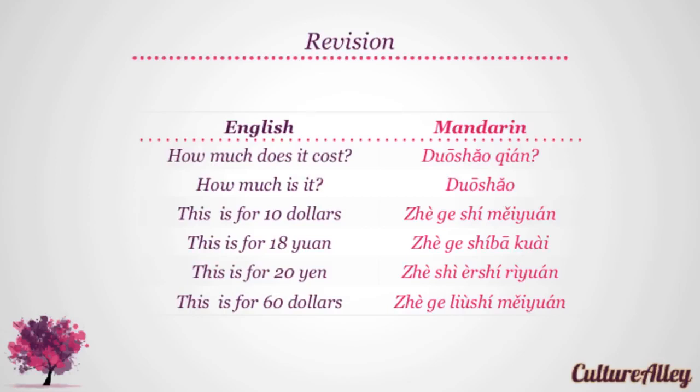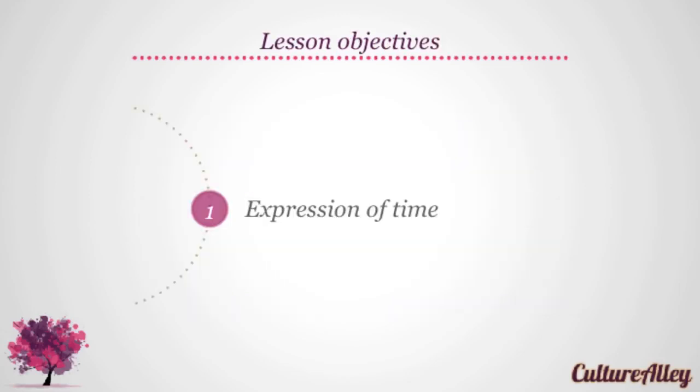Similarly, this is 20 yen is translated as 这是20日元. And finally, this is $60 will be 这个60美元. Alright, now let's see what we will learn today. Today, we will have a look at expressions of time.